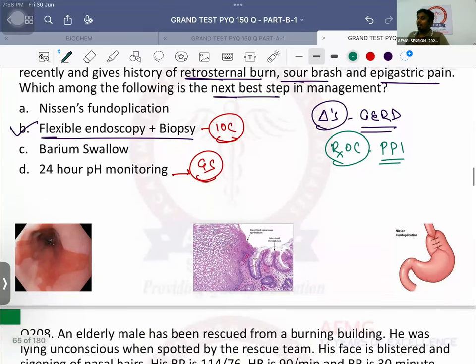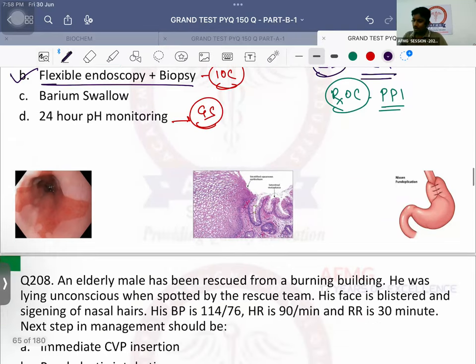Important. So, take care. If this also fails, if flexible endoscopy and biopsy also fail, if 24-hour pH monitoring also fails, then we will go for surgery. And that surgery of choice is Nissen's fundoplication. Nissen's fundoplication is the surgery of choice at two places: first is GERD and second is hiatal hernia. Please remember that.